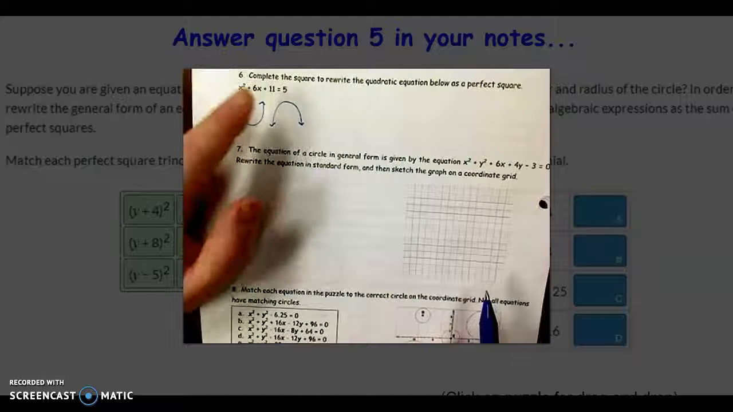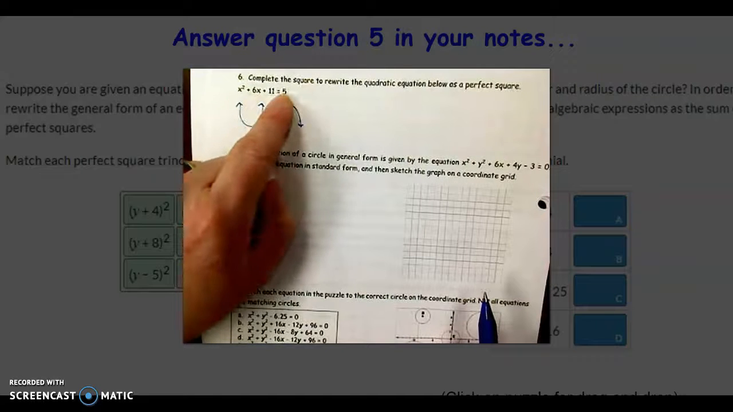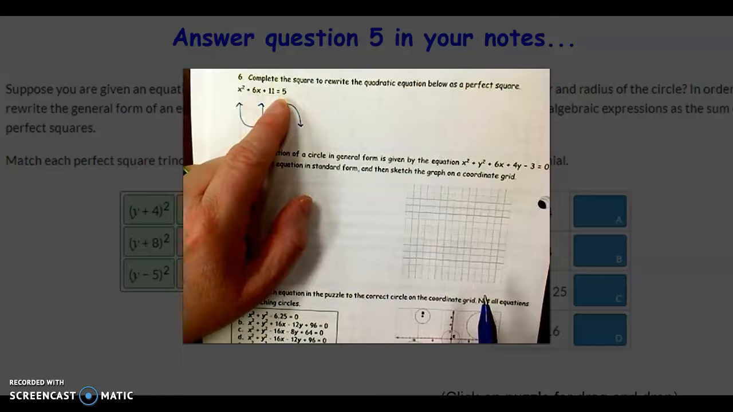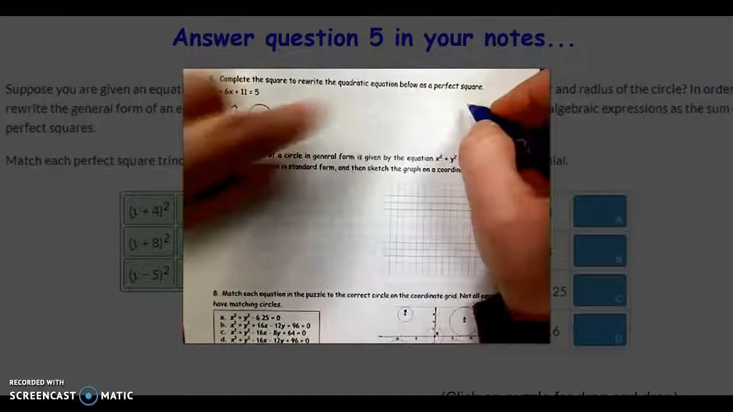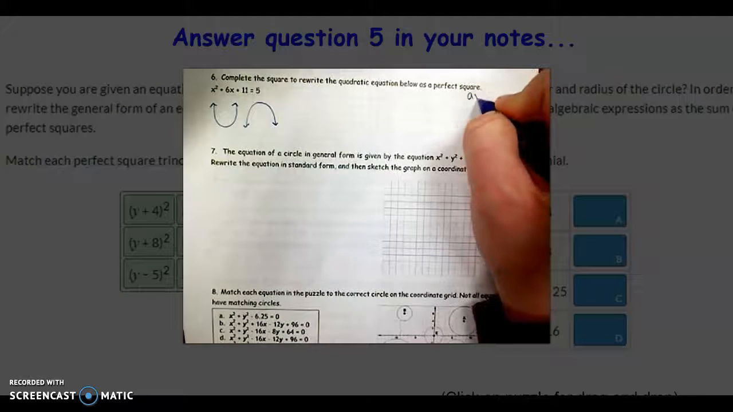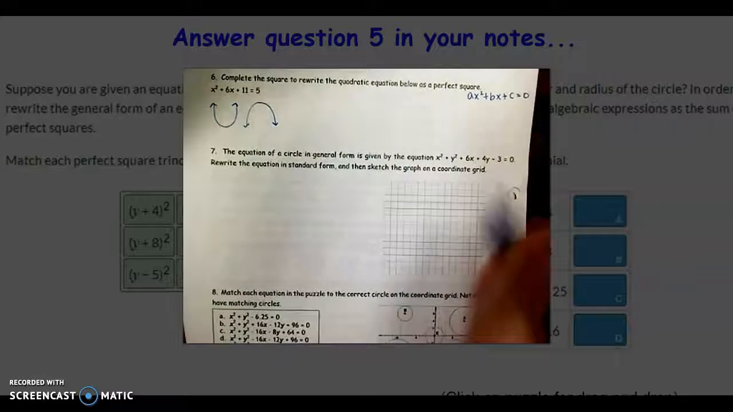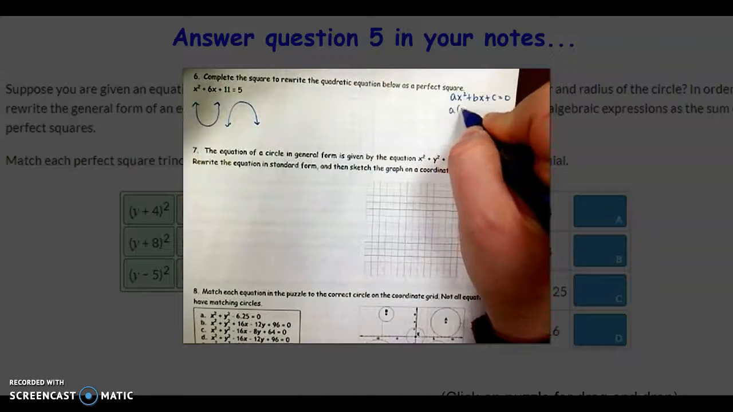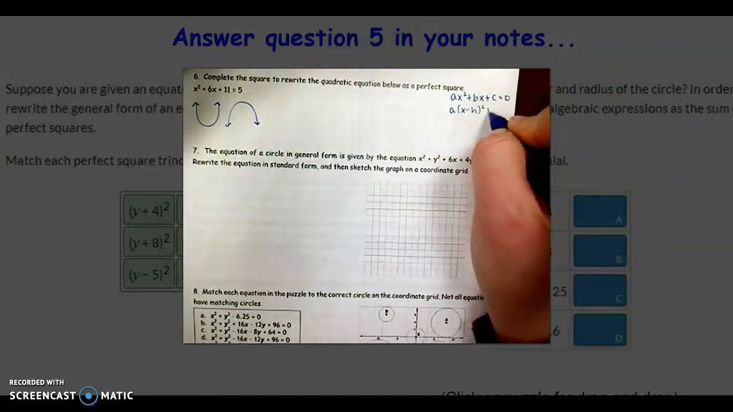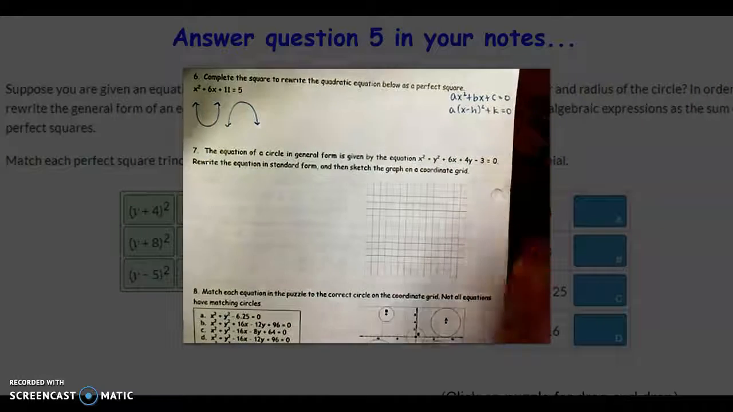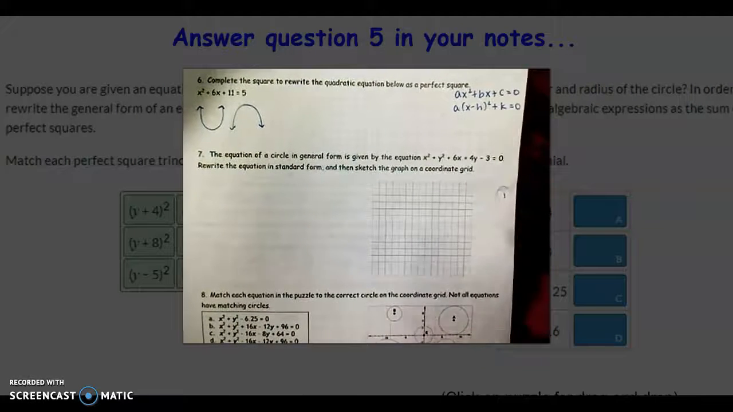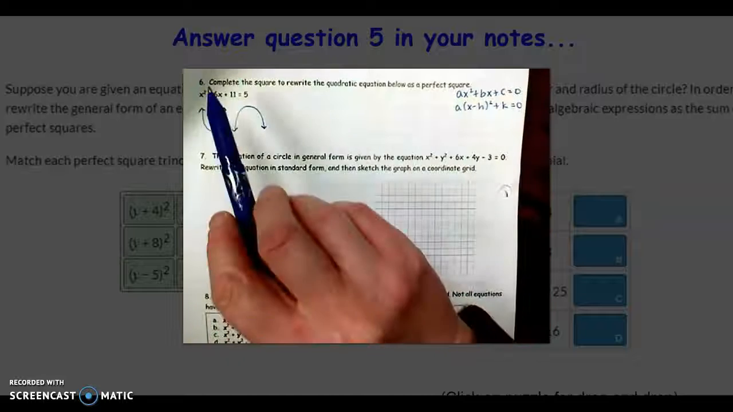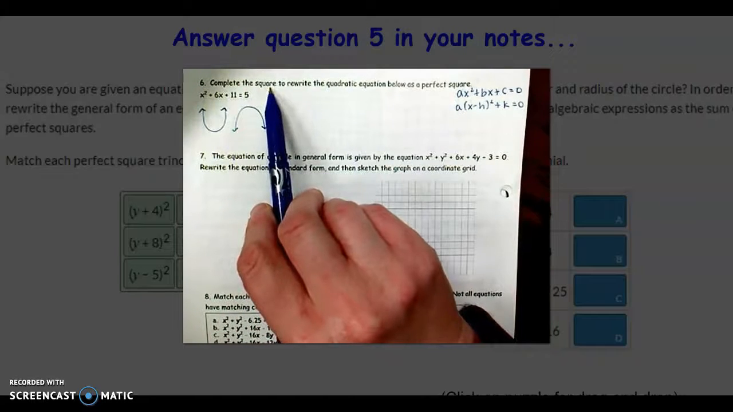We want to get this quadratic from what is called the standard form into what is called vertex form. So the standard form of a quadratic is ax squared plus bx plus c equals 0. We want to get it in vertex form, which is a times x minus h squared plus k equals 0. And the process to get from here to here is called completing the square.